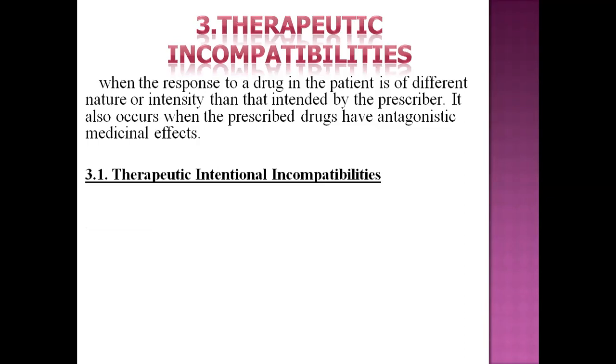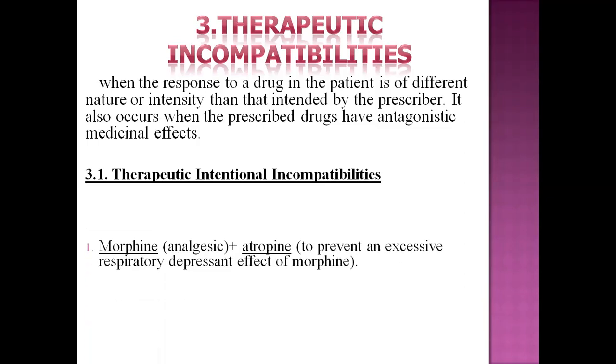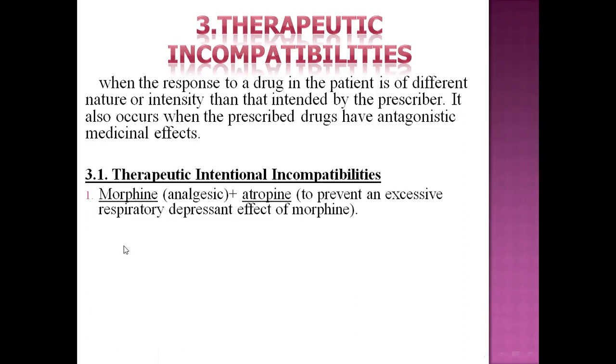This incompatibility could be intentional or unintentional. Let us see the intentional incompatibility. Morphine. Morphine is an analgesic, okay, used in severe cases of pain. However, high doses of morphine cause respiratory depression leading to death. To overcome the respiratory depression effect of morphine, the patient is going to be prescribed atropine, okay, to prevent the excessive respiratory depressant effect of morphine.